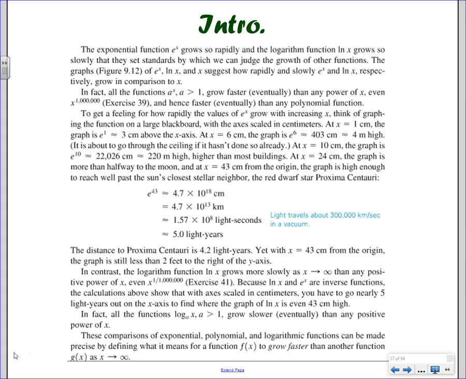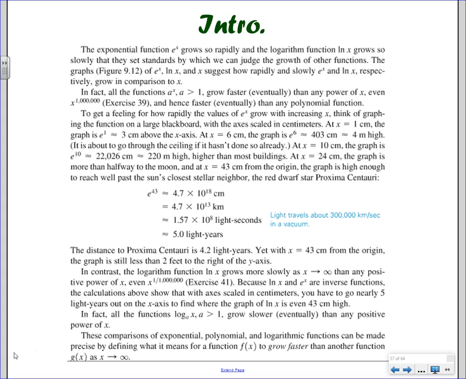In fact, all the functions log base a of x for a greater than 1 grow slower, eventually, than any positive power of x. These comparisons of exponential, polynomial, and logarithmic functions can be made precise by defining what it means for a function to grow faster than any other function as x approaches infinity.